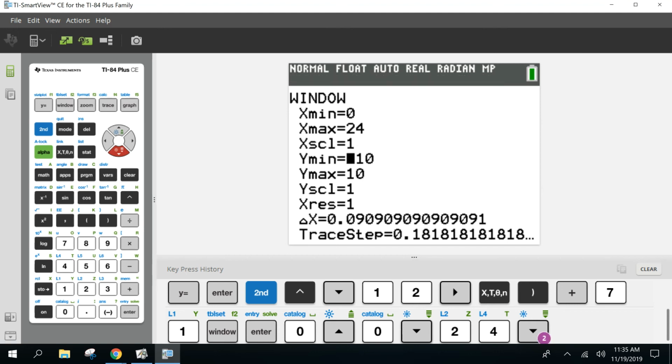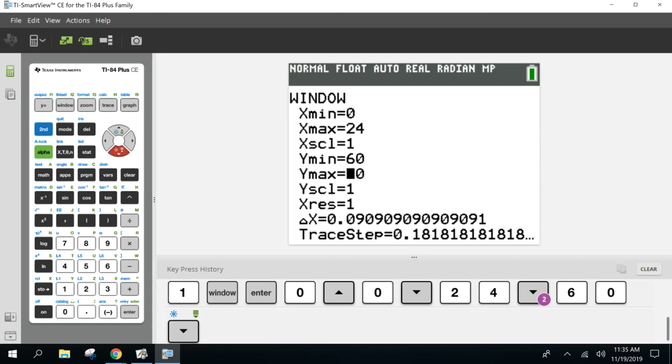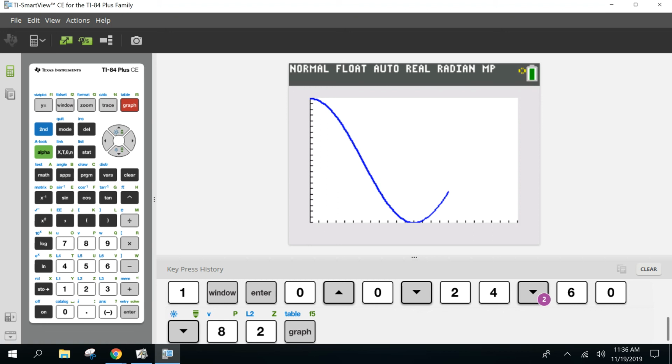Y minimum. What was our minimum here? 60. And what was our max? 82. Everybody good? So I'm just setting the calculator up to look like our graph. Any issues on the max? The x max I pulled right off the x-axis, and the y's I pulled right off your y-axis. So let's see this bad boy. Ooh, it looks beautiful, right? Looks like our curve.